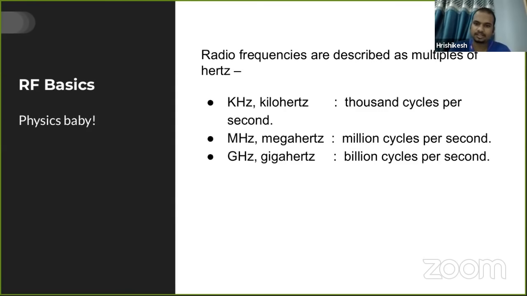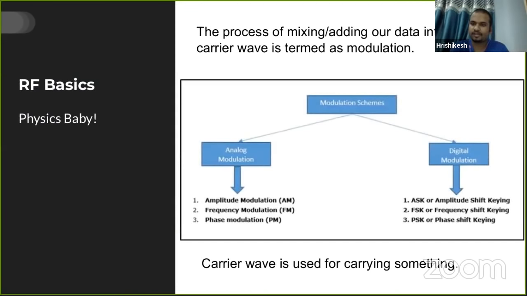And same as gigahertz, that GHz. So gigahertz are basically billion cycles per second. The process of mixing or adding our data into the carrier wave is termed modulation. Now, this is just simple. I've tried to make the presentation as simple as possible. Like I said, this is 101.